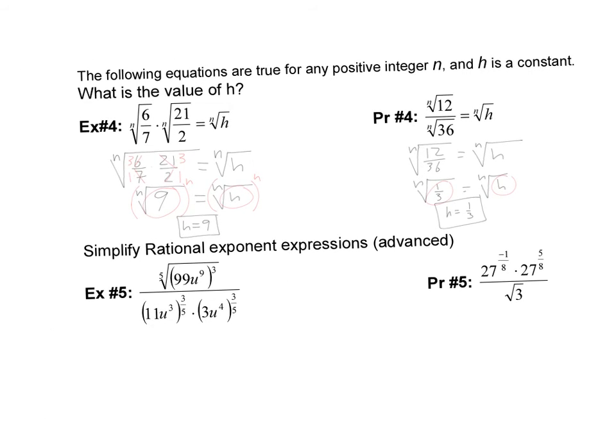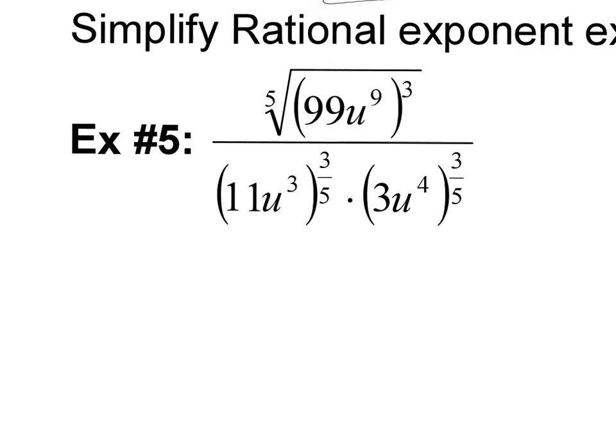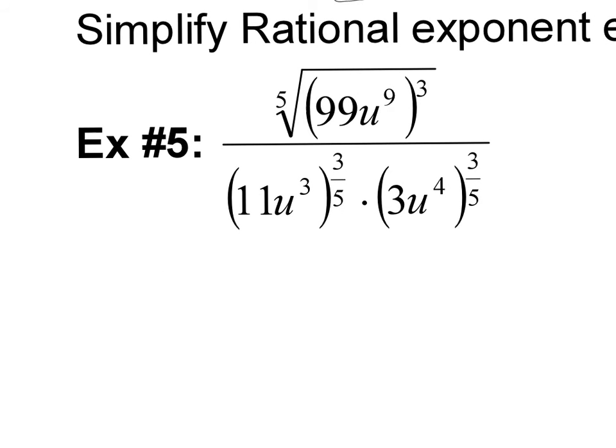Okay, one more problem here, and this is probably going to be the challenging one from this chapter. Simplifying rational exponent expressions advanced. So let's take a look at example number 5. This is a doozy. Practice 5 is a little bit easier, but example 5 is a hard one, so I thought I'd do that one for you guys.